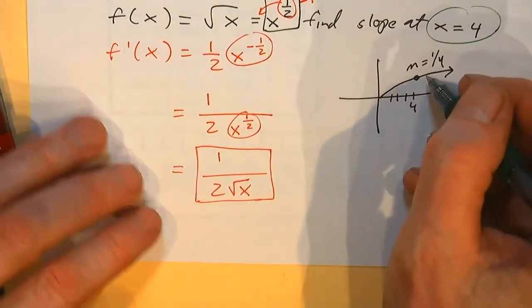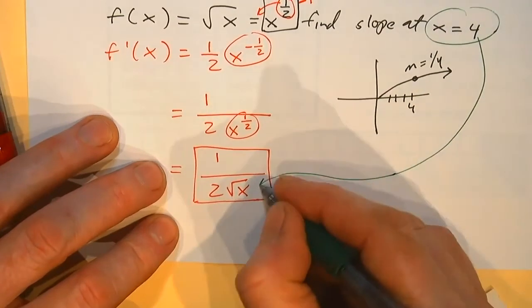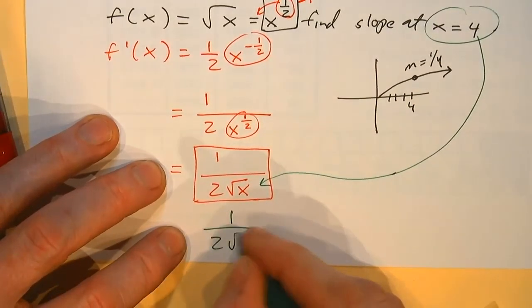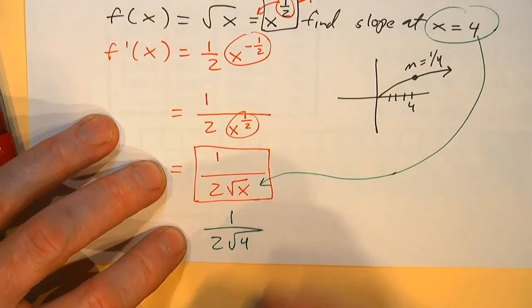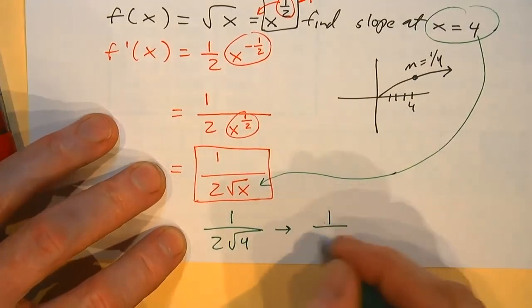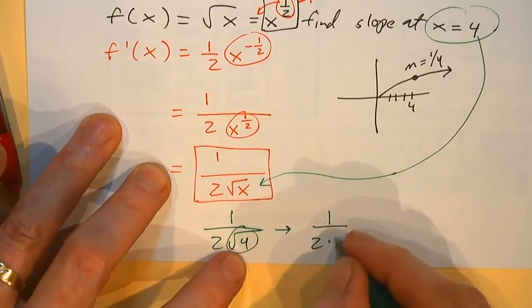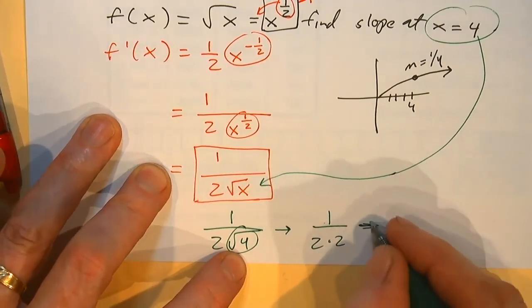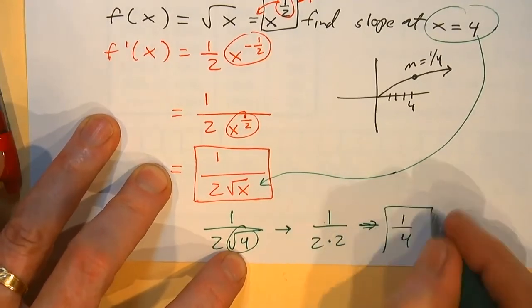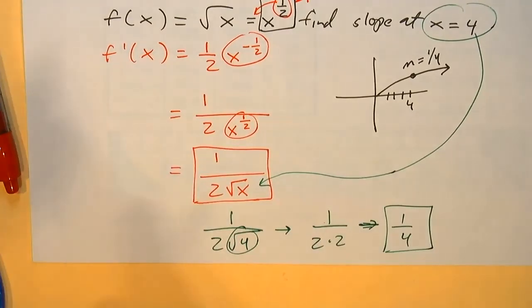We did a lot of work yesterday, find 1/4. Plug 4 in. 1 over 2 times, plug in 4, square root of 4. That becomes 1 over 2 times square root of 4. That's 2, which is 2 times 2. Oh my God. You can do all types of cool equations.